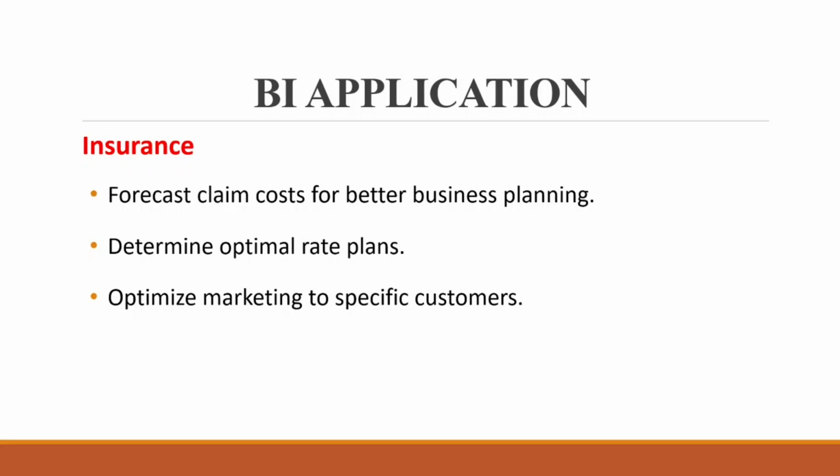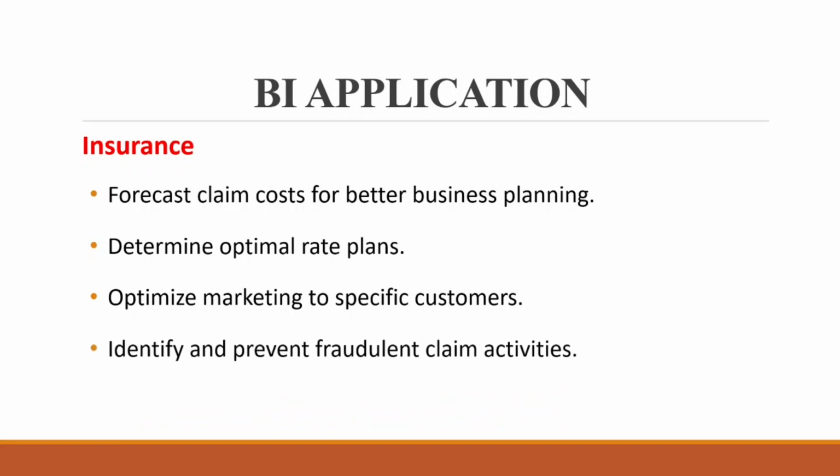And the last one is identify and prevent fraudulent claim activities. This is also a very important requirement for the insurance company. It should be able to identify fraud and fake claim activities. This can be done by using anomaly detection algorithms, where patterns can be identified, and decision tree based models can be used to identify and flag the fraudulent claims. So this is about BI application in the field of insurance.